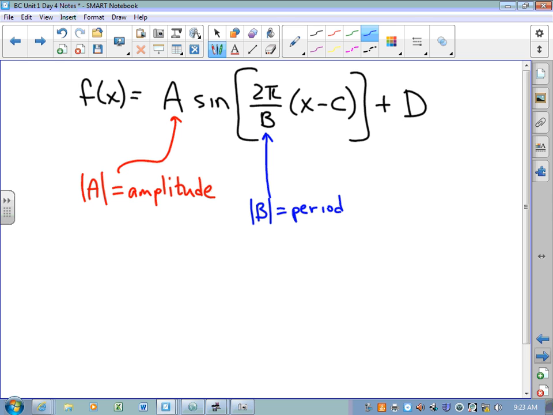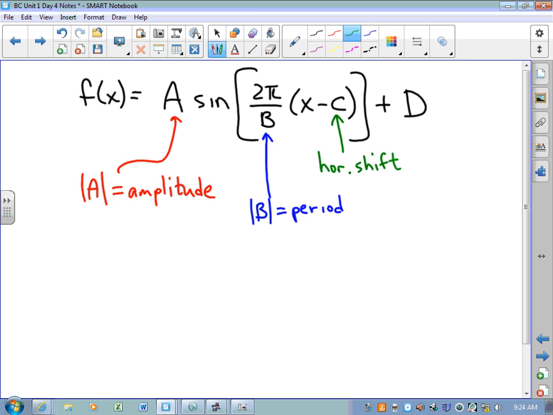That's your period, the length of horizontal distance required to repeat the cycle. C is the horizontal shift of the sine graph. If C is positive, we shift to the right. If C is negative, we shift to the left.